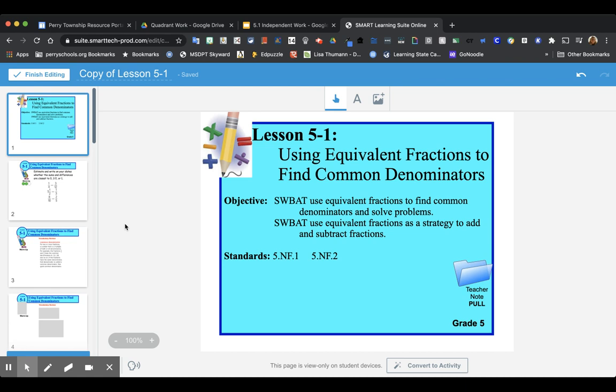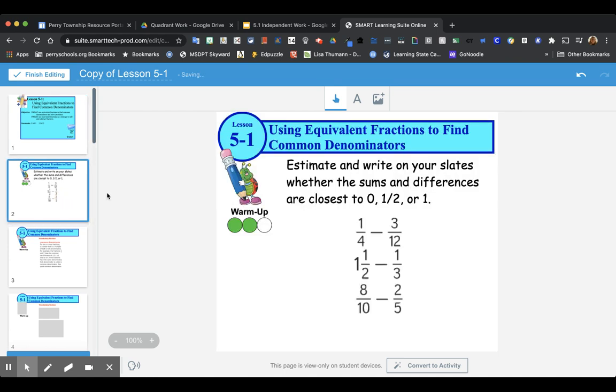So, Lesson 1 is going to be using equivalent fractions to find common denominators. You can see that we're going to be able to use equivalent fractions to find common denominators and solve problems. We're going to be able to use equivalent fractions as a strategy to add and subtract fractions as well. Let's start off with a little warm up. It says to estimate and write on your slates or a piece of paper if you're at home whether the sums and differences are closest to 0, 1/2, or 1.